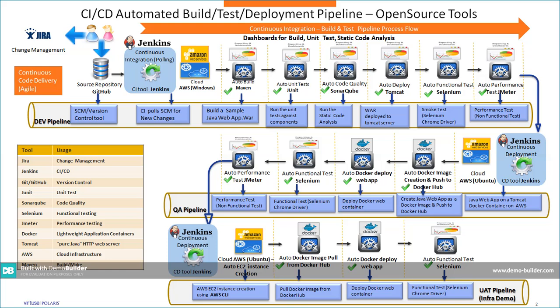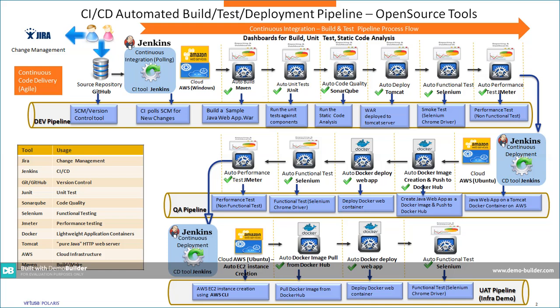So once these build and initial tests are completed successfully, a WAR file is created automatically and deployed into a local Tomcat application server, and once the application is up and running, a Selenium test suite is initiated. Once this functional test is completed, it initiates a performance test suite using JMeter.